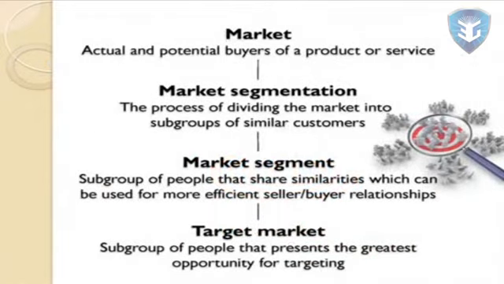A market consists of actual and potential buyers of a product or service who have the ability and willingness to buy and the wants and needs which can be satisfied through an exchange relationship. Market segmentation is the process where the market is divided into subgroups of customers, where members of each subgroup share certain similarities. A market segment is the subgroup identified as a result of the segmentation exercise. Members of each group have similar needs and purchase behavior. A target market is a subgroup of customers which the firm chooses and develops specific marketing offerings for.